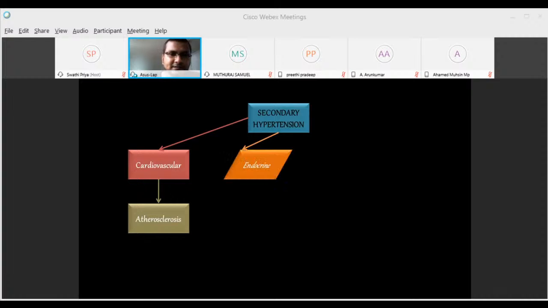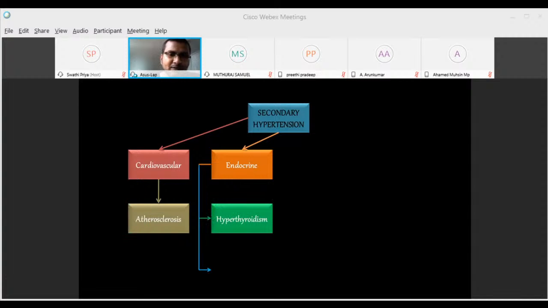Okay. Next is endocrine dysfunction. Due to endocrine dysfunction, what are the diseases that lead to hypertension? That is hyperthyroidism. What do you mean by hyperthyroidism? That is an overactive thyroid gland producing more thyroid hormones. The thyroid hormones include T4 and T3, and especially this T3 dilates the resistant arterioles, reducing the systemic vascular resistance and increasing the cardiac output and pulse. So this is how the blood pressure is also increased.